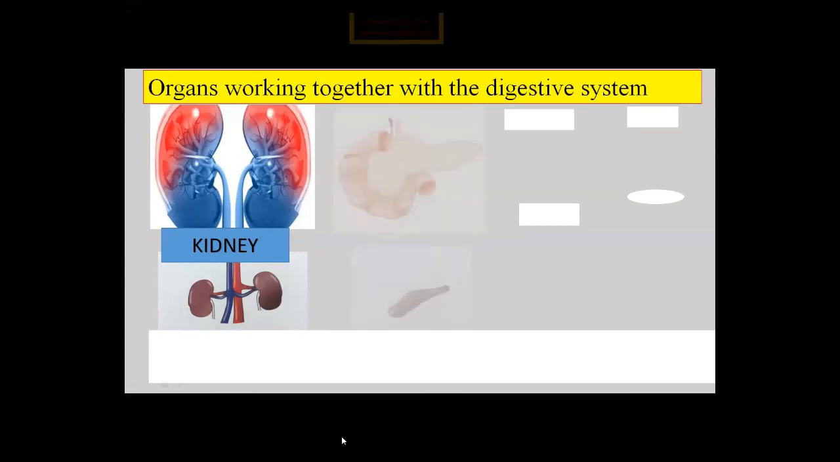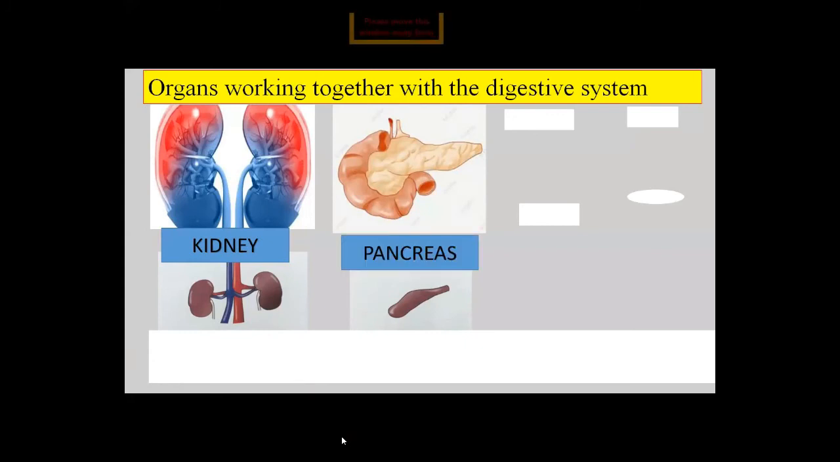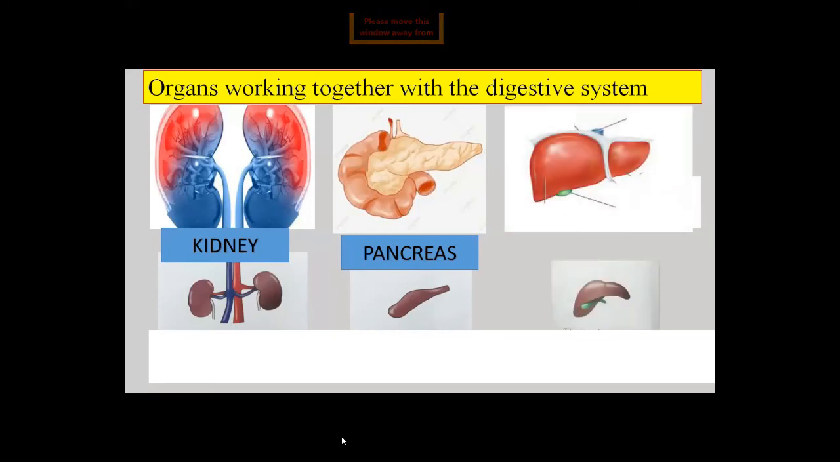The second organ is the pancreas. The pancreas lies between the stomach and the first part of the small intestine, and it is a large gland which produces the digestive juice called pancreatic juice. What does the pancreas secrete? The pancreatic juice.